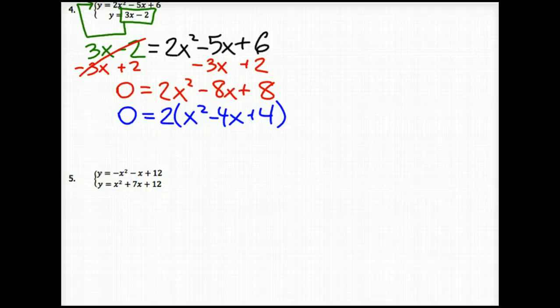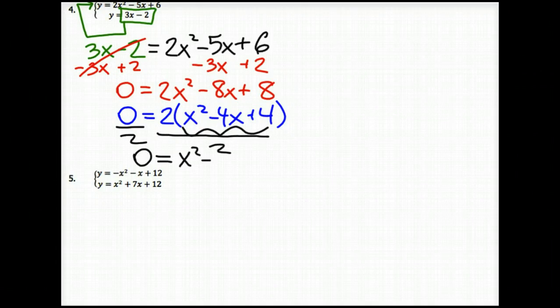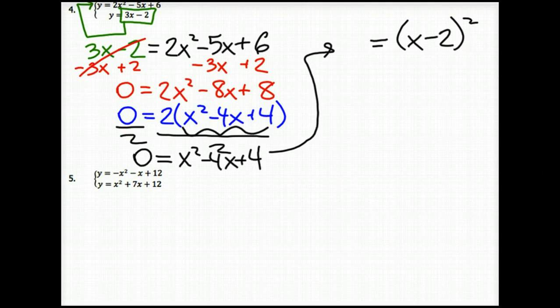And then I can further solve this by factoring x squared minus 4x plus 4. Okay, I can also divide both sides by 2. That 2 is really not going to matter. So to factor x squared minus 4x plus 4, you can either think of two factors of 4 that combine to get 4. That would be 2 and 2. Or you could recognize that's a perfect square trinomial. x squared minus 4x plus 4 would just factor into x minus 2 quantity squared. Okay. So either way, you factor that and solve, you get an x value of 2.